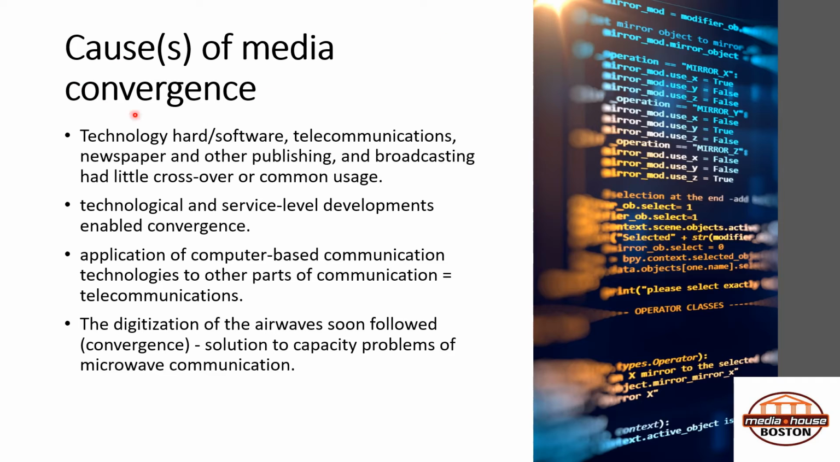Starting with the causes of media convergence. Technology, hardware and software, such as telecommunications, newspaper and other publishing and broadcasting, had little crossover and or common usage. This means that the content was not distributed from newspaper over to telecommunications. It also meant that practically, telecommunications weren't necessarily used for things such as transmitting the news.